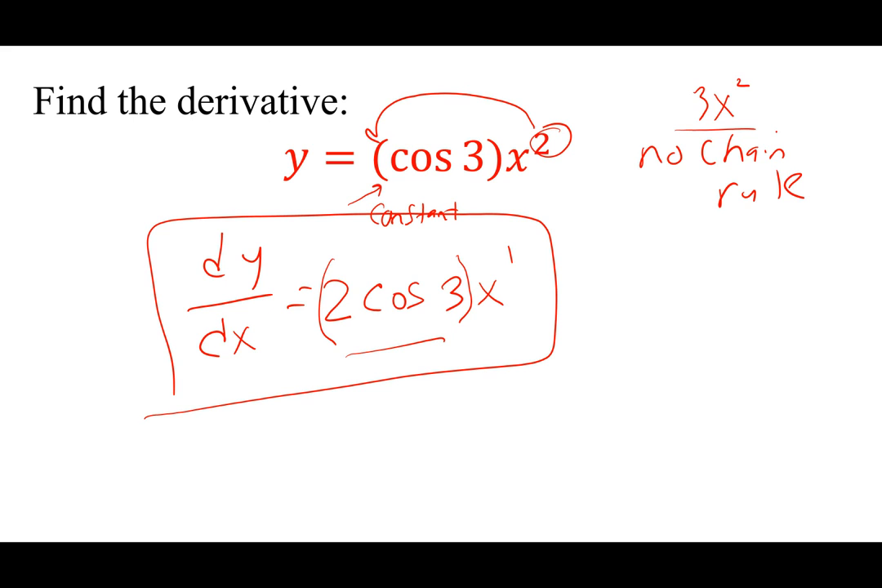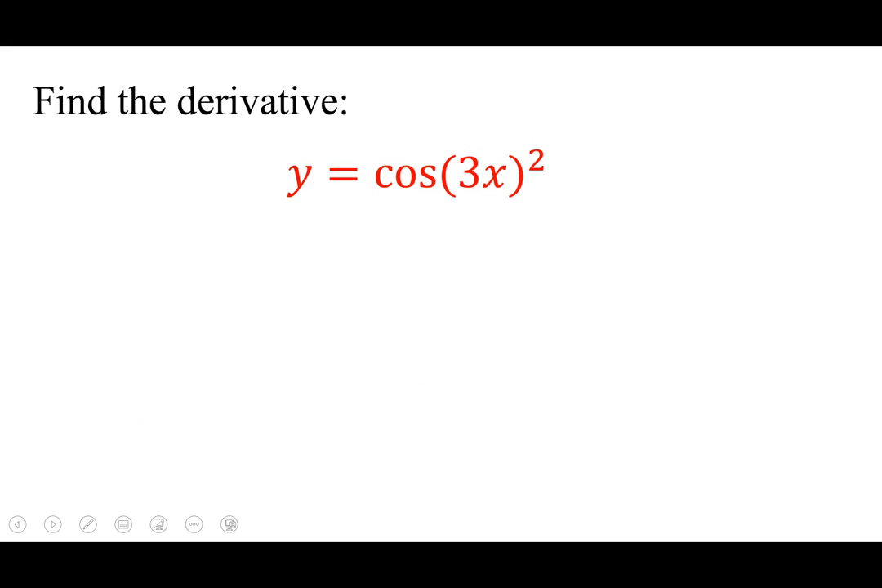So the chain rule, remember, is great. We love it, but you're not going to use it all the time. I mean, you're going to use it most of the time, but just make sure that you don't use it when it's not appropriate. And then finally, the cosine of 3x, the quantity squared.